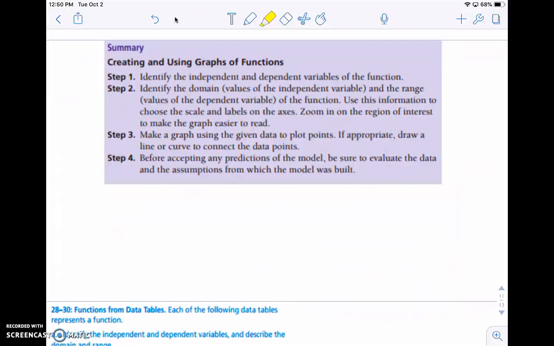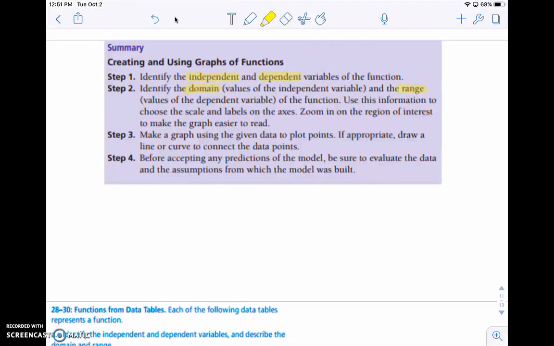Now, just kind of a summary of using graphs just as a preparation for the next round. When you're looking at functions, you always want to first identify your independent and dependent variables. Then you want to identify your domain and your range, and that'll help you choose scales and labels on your axes. We're not going to look too deep into it this time. Again, this is just kind of a foreshadow of things to come. Although I will show you one graph here in a moment.